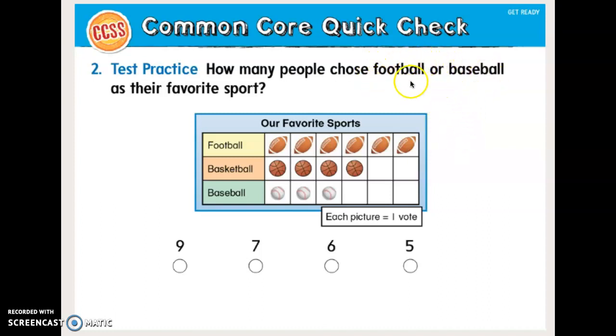So in this one we want to look at both the football and the baseball answers. So here's football. Here's baseball. Go ahead and decide what your choice is going to be. If we add those up together, there's the answer. We see that the 6 people who like football plus the 3 people who like baseball give us 9 people who voted for those 2 sports.